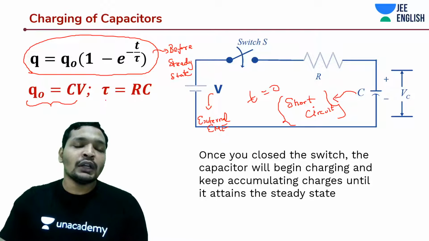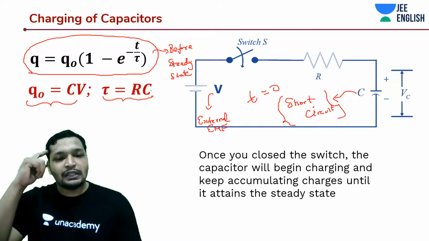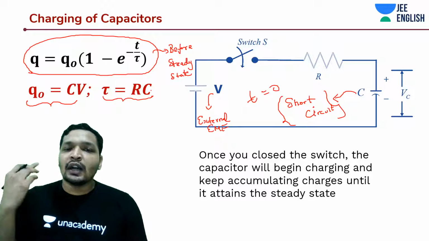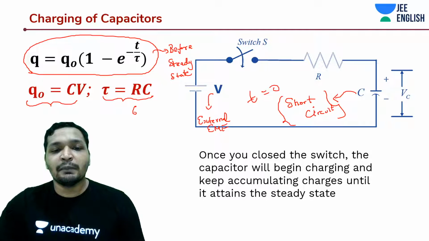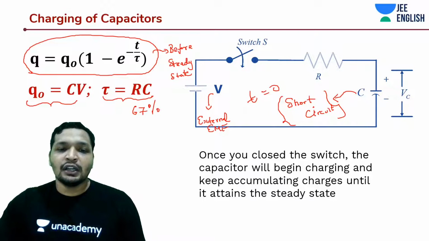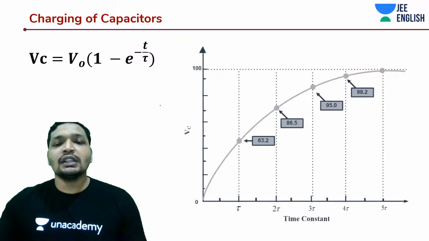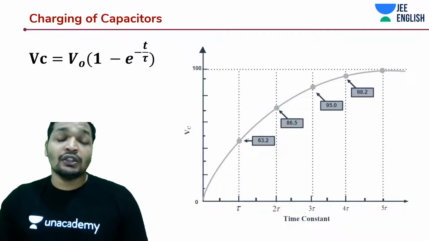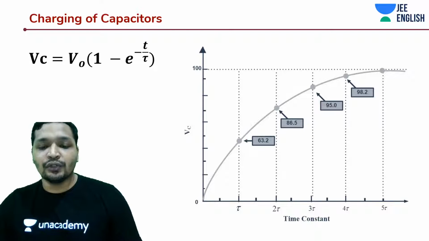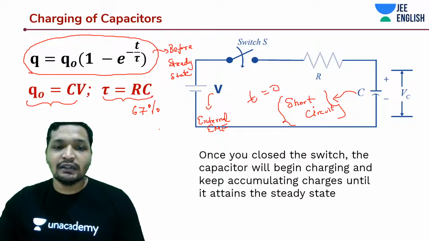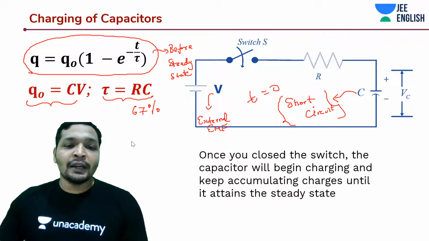And what about your tau? Tau is the time constant. What is the significance of tau in charging of capacitors? So what happens at tau, students? At tau, your capacitor will accumulate 67% of the potential across it, or 67% of the charges while charging the capacitor. So yes, it's 63%. I'm sorry, I need to correct myself. It's 63.2%. So do correct it. It's not 67 but 63.2%. And e to the power minus 1 is 0.37.